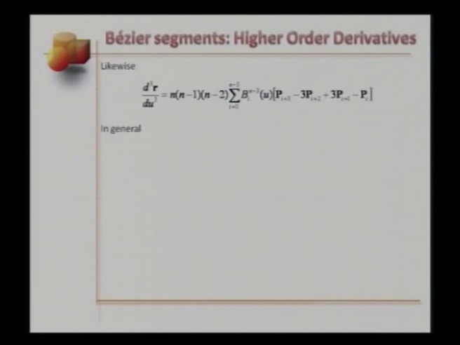We can generalize these results. We can say that the kth derivative of a Bezier segment is given by n times n minus 1 times n minus 2 up till n minus k plus 1, summation i going from 0 to n minus k. What do you expect now? You're right. You're expecting the ith Bernstein polynomial of degree n minus k. Observe right here, the ith Bernstein polynomial of degree n minus 3 for the third derivative. What I've done is I have generalized these expressions by d sub i super k.